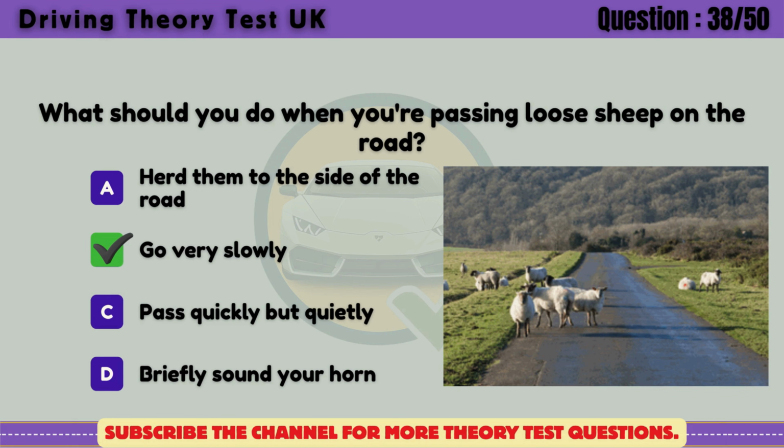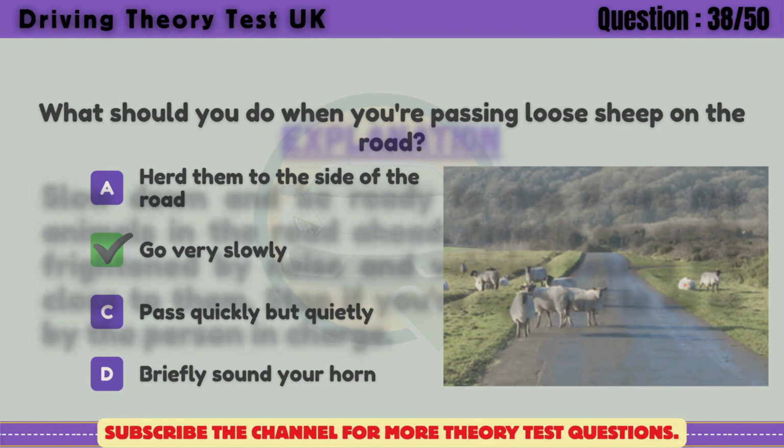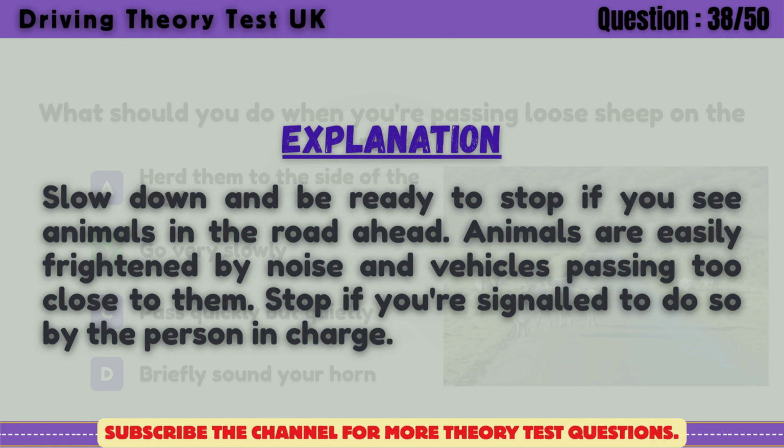Answer is B. Go very slowly. Slow down and be ready to stop if you see animals in the road ahead. Animals are easily frightened by noise and vehicles passing too close to them. Stop if you're signaled to do so by the person in charge.